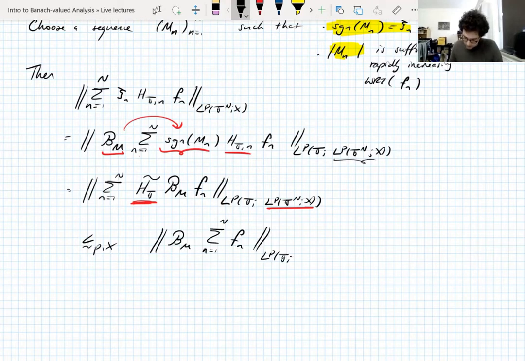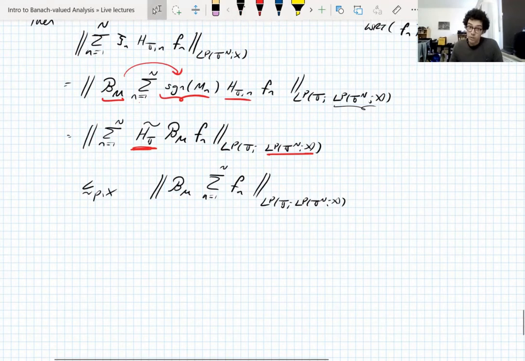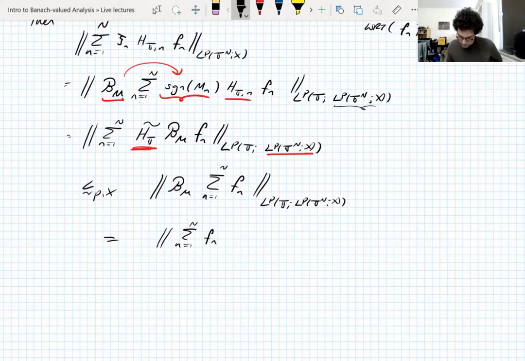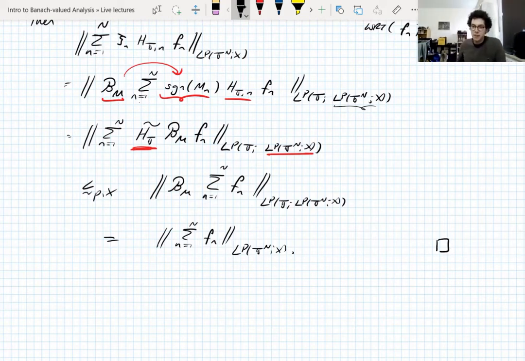And you can see where this is going. We've gotten rid of the signs. That was the thing we needed to do. And the Hilbert transforms. And the Bourgain map is an isometry, so we can get rid of it. And we are done. How's that? Magic. What a proof. If you understand that in the first go, you're a genius.